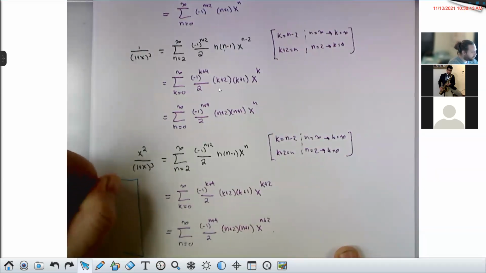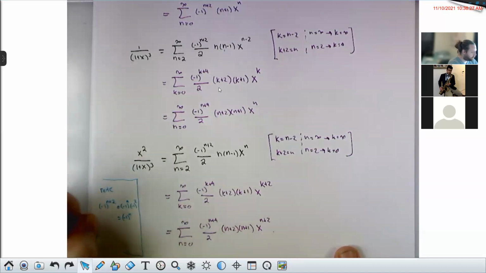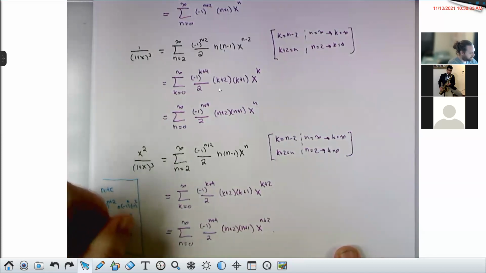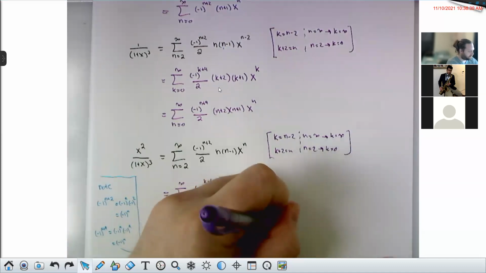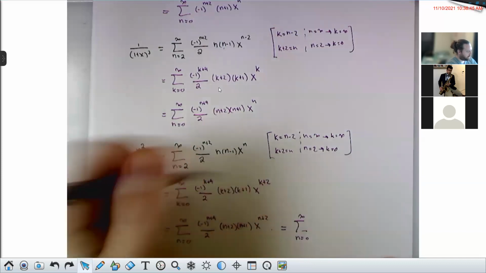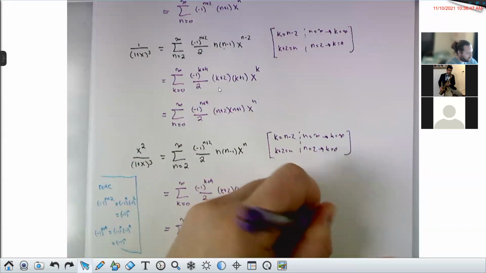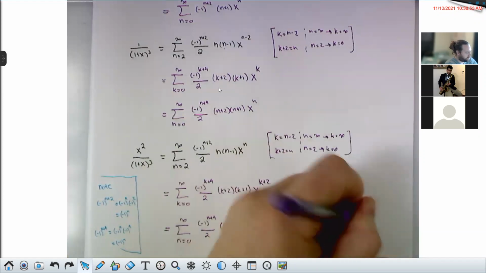Negative 1 to the n plus 2 is negative 1 to the n times negative 1 to the 2. And since negative 1 squared is 1, this is really the same as negative 1 to the n. And the same is true for negative 1 to the n plus 4. So if I wanted to, for example, in this last guy, I could write sigma n from 0 to infinity, negative 1 just to the n over 2, and then n plus 2, n plus 1, x to the n plus 2.